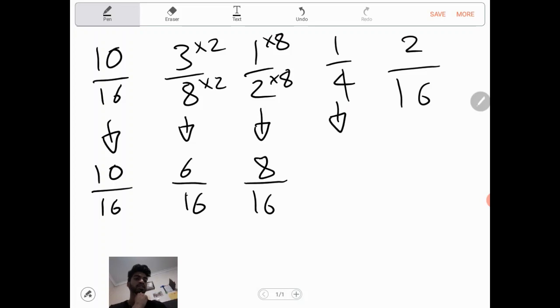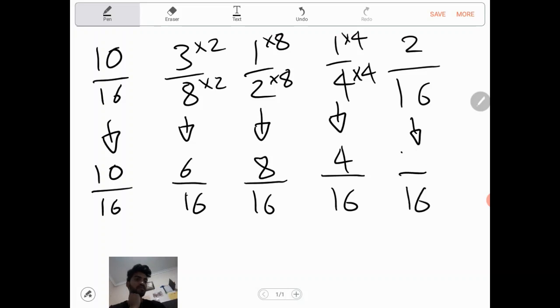Then over here, 4, how do I make that into 16? Okay, let me count up on my 4s. 4, 8, 12, 16. So that was 4 4s. So 4 times 4 gives me 16. And the top one also has to be multiplied by 4. So that would be 4/16. And the final one we have is 2/16, which there really is no need to change because it's already in 16ths.